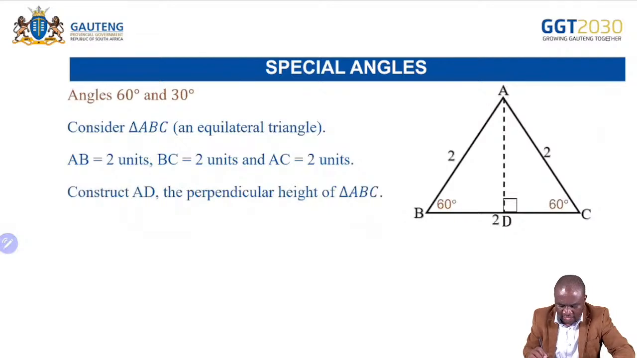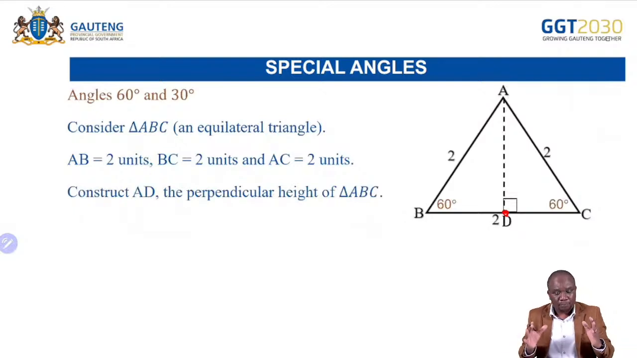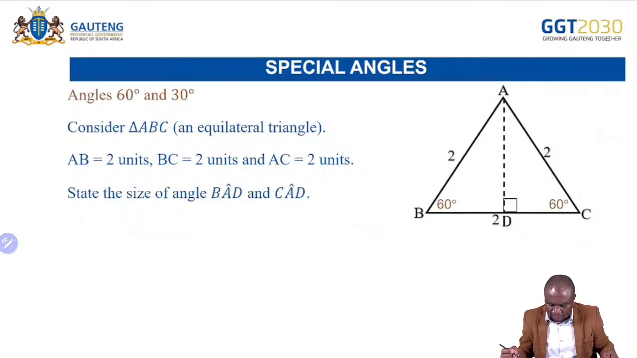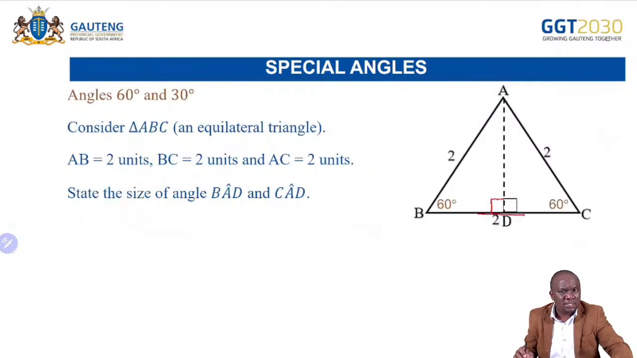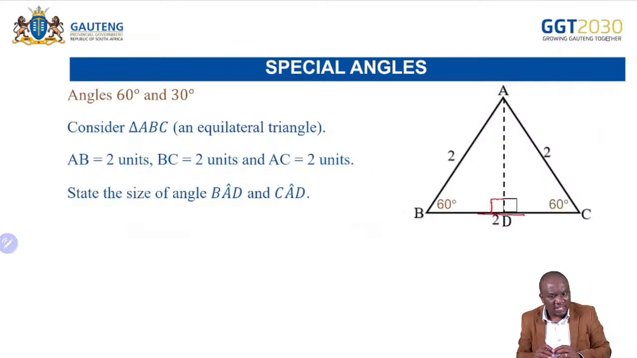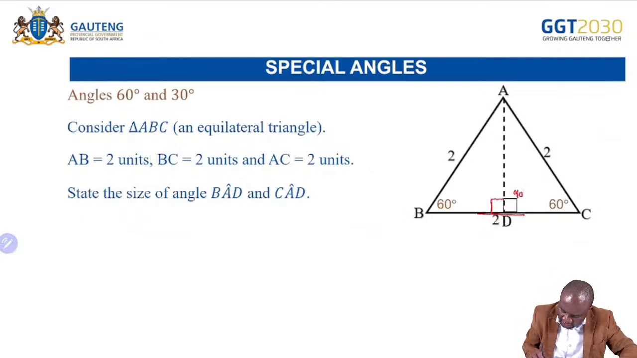Right, this line AD, or this point D, is the midpoint of BC. It means it divides BC into 2 equal parts, meaning that BD is going to be 1 unit and DC is going to be 1 unit. And then the other thing, this angle is also 90 degrees. Remember, angles on a straight line? Adjacent angles on a straight line add up to 180 degrees. If this angle is 90 degrees, this angle is also 90 degrees.